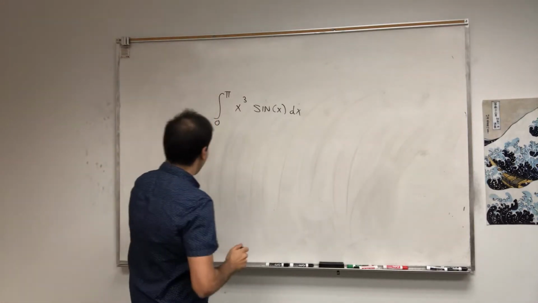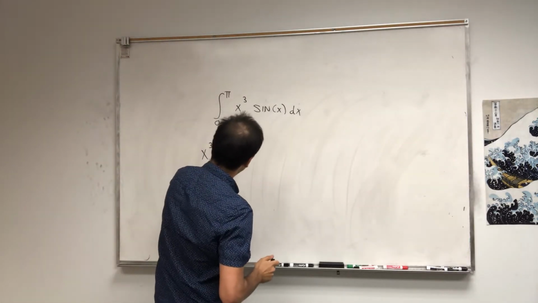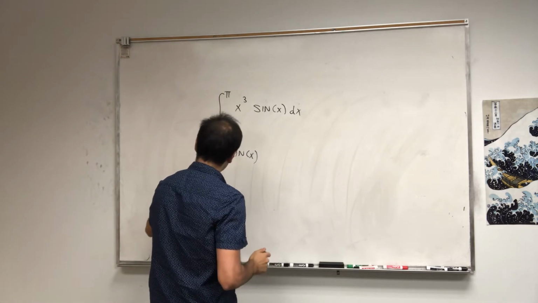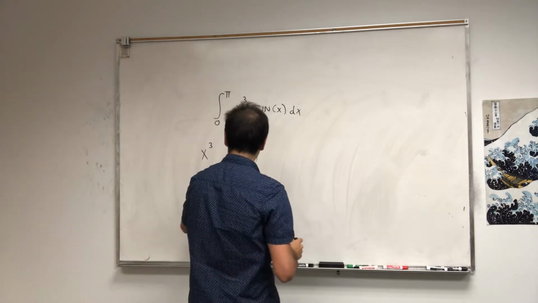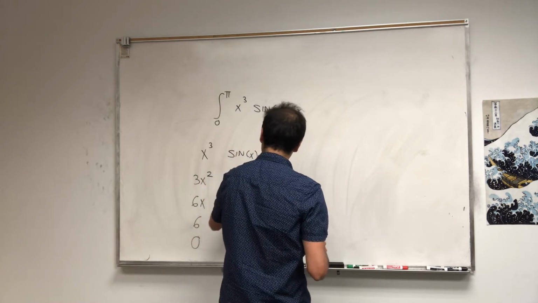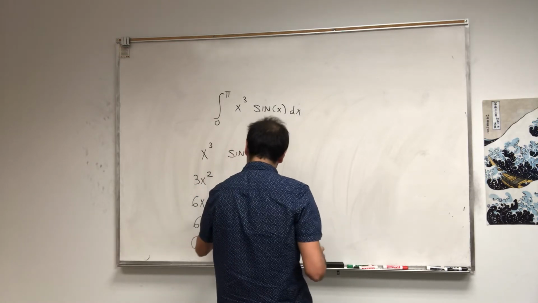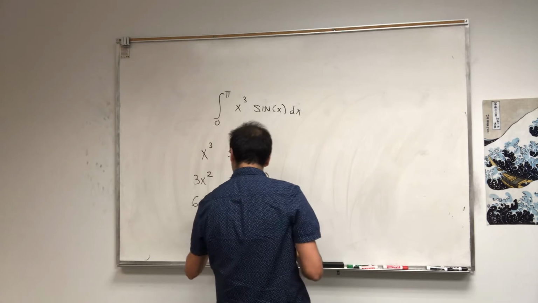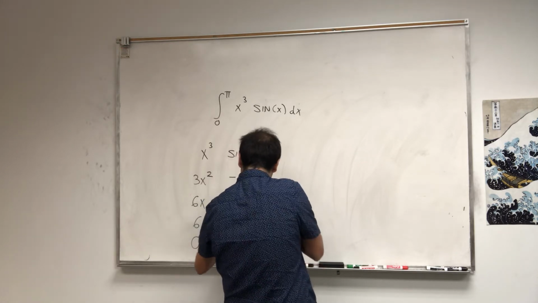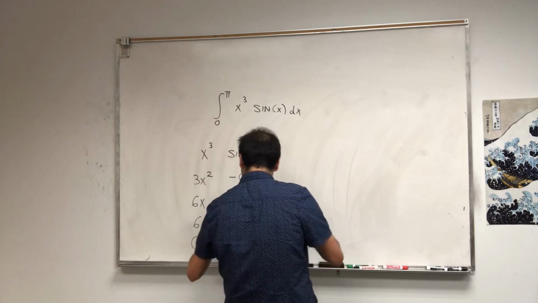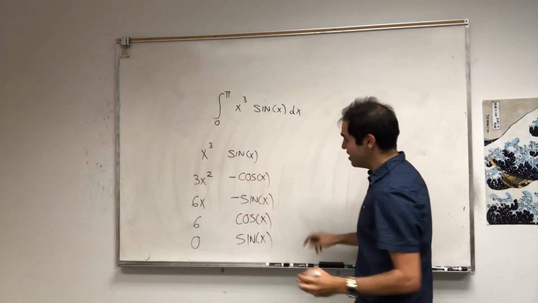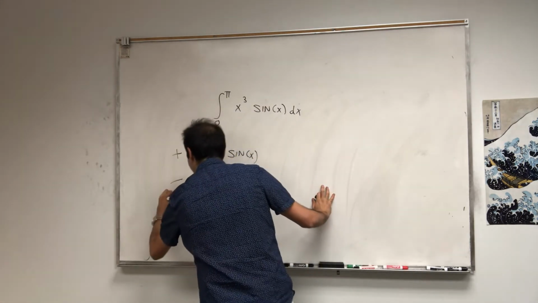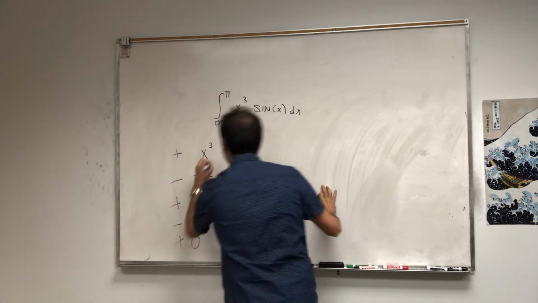Okay, let's do the DI method. So x cubed, sine of x, 3x squared, 6x, 6, 0, minus cosine of x, minus sine of x, cosine of x, and then sine of x. Again, differentiate, differentiate, differentiate, anti-differentiate, with signs plus, minus, plus, minus, plus.